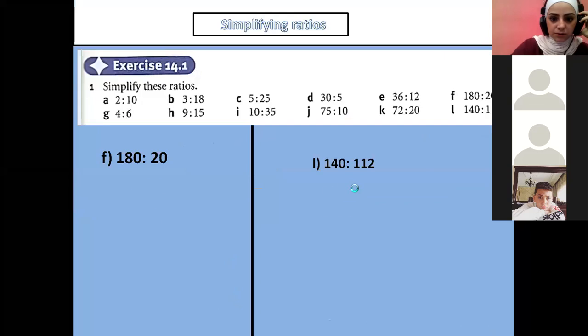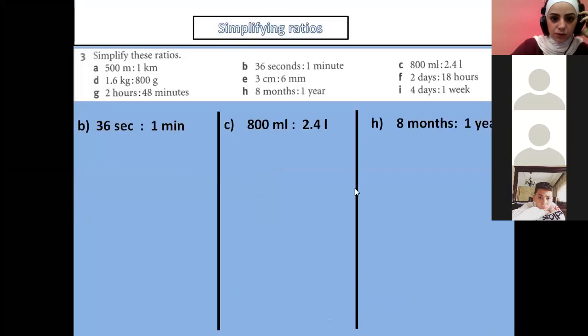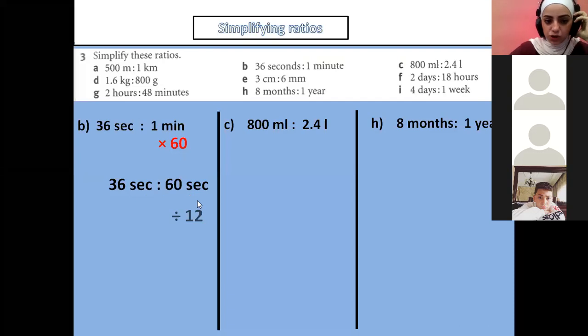These are the same ideas, easy questions. So part B, the answers are shown. We have seconds and minutes. To change minutes to seconds, we know in 1 minute we have 60 seconds, so we multiply by 60. So we get 36 seconds and 60 seconds. Now 36 and 60, we can divide them by 12 because 12 is the highest common factor. So we get 3 to 5.